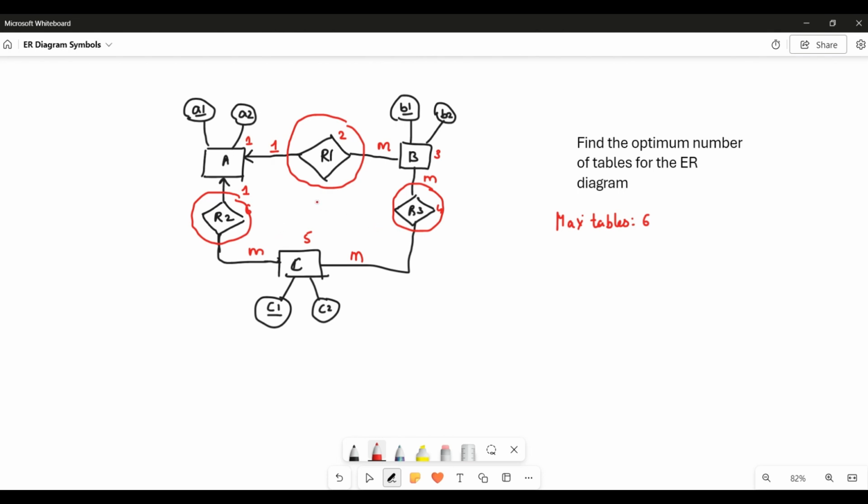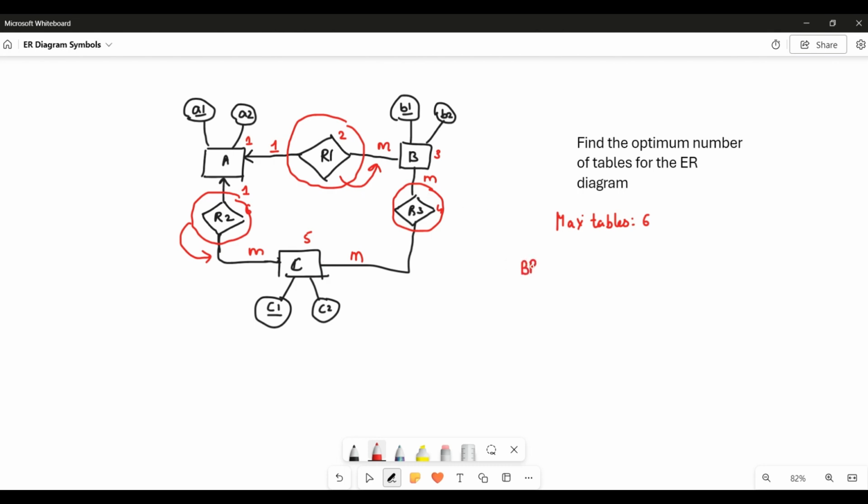Now, the next step is: which side should I move R1? I will move R1 towards the many side, right? Similarly, R2, I'll move towards the many side. But I cannot move R3 because it is many to many. As we have already discussed, in many to many, we cannot move the relationship towards any of the entities. So I can move R1, I can move R2. If I move R1 towards B, what will I have?